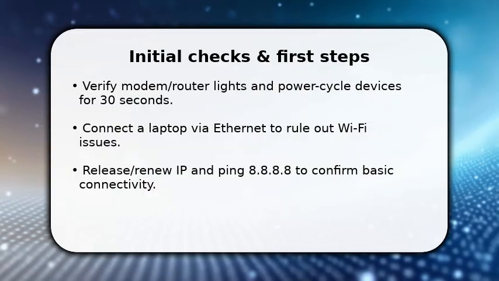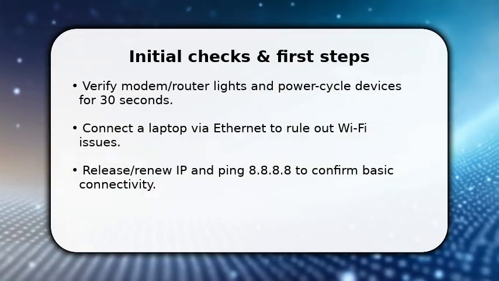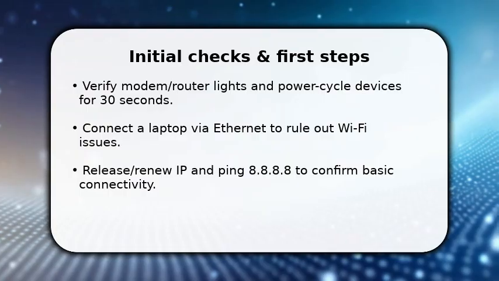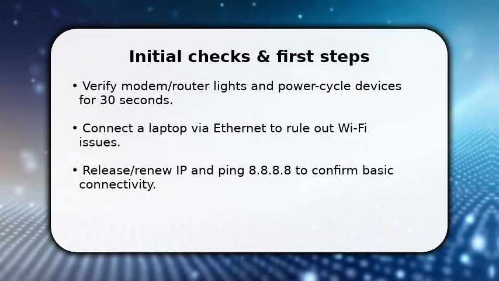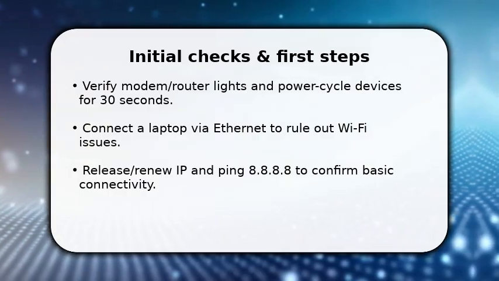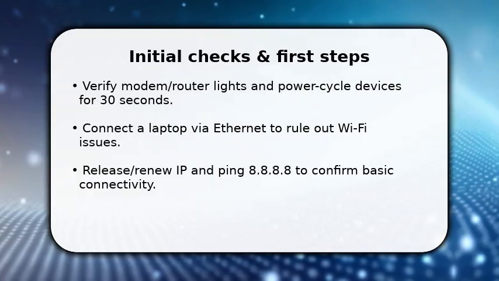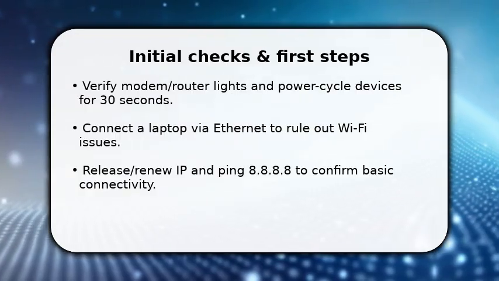You start by confirming the essentials immediately. Check modem and router lights, then power cycle each device by unplugging for 30 seconds and restoring power. Once done, plug a laptop directly into the modem using Ethernet to remove Wi-Fi variables.